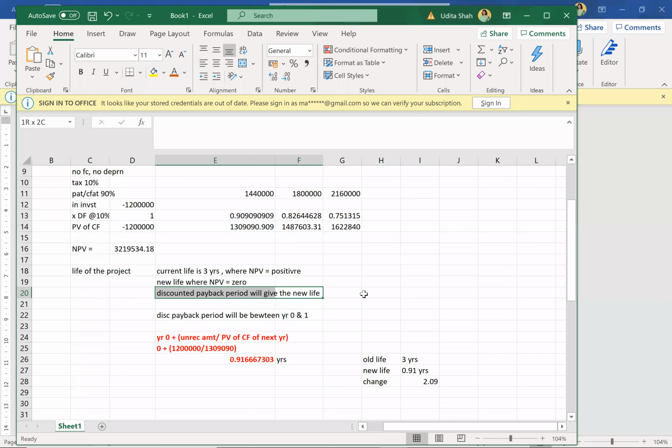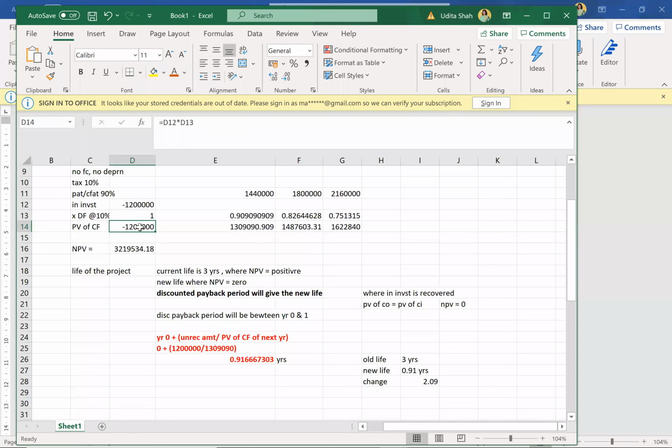Discounted payback period means where initial investment is recovered. Initial investment is recovered means PV of cash outflow is equal to PV of cash inflow. And when PV of cash outflow and inflow are equal, NPV equals 0. Correct. So in short, for life of the project, we are going to calculate our discounted payback period. How do we calculate it? We have to see in which year our initial investment is going to be recovered.